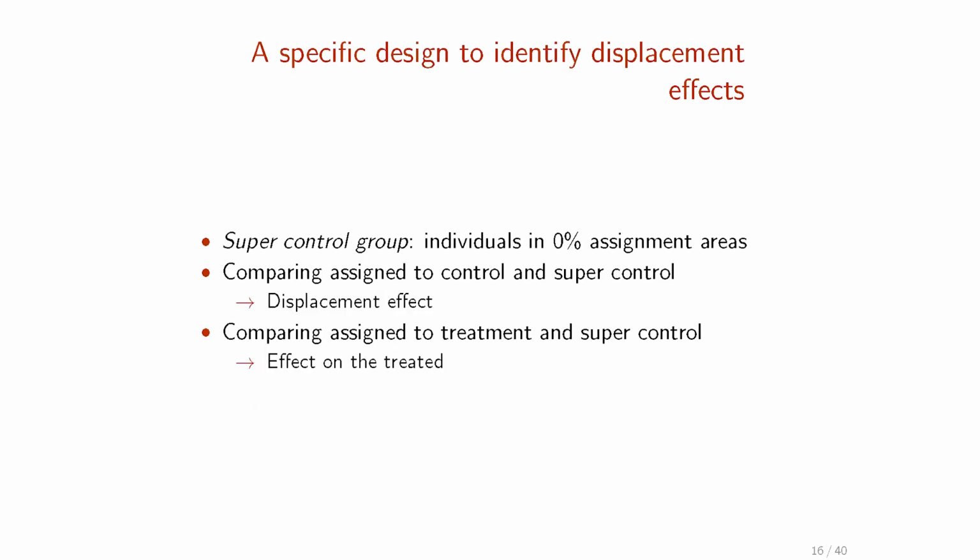So the people in the all white area, we call them the super control group. They are individuals assigned to the 0% area. By comparing the assigned to control and assigned to super control, we get the displacement effect. By comparing assigned to treatment and the super control, we get the full effect of the program. By comparing assigned to treatment to control, we get the effect within. So that's the potential job stealing effect.